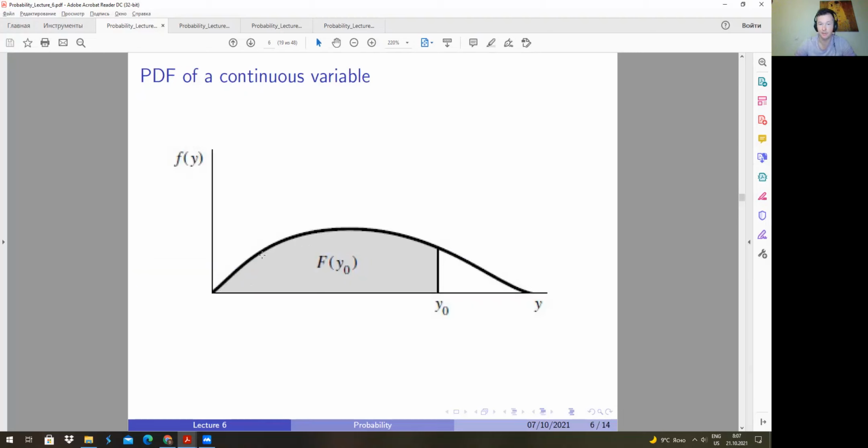Basically, if we have a graph of a probability density function, then the area under this graph up to a given value, let's say y0, is exactly the cumulative distribution function. We are going to use this concept of area under the curve of the PDF a lot in the future, and you also need to be familiar that this area represents a probability.